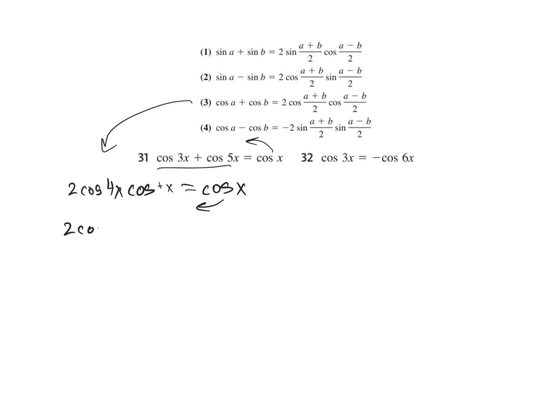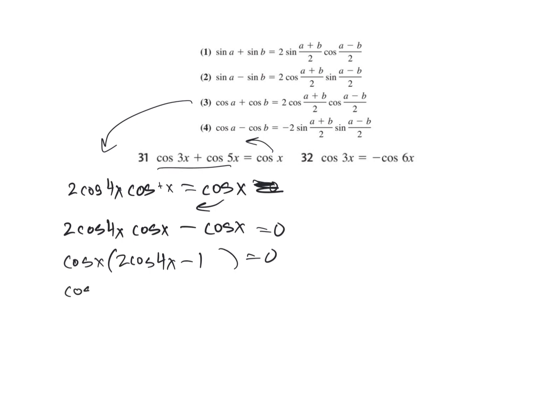So you get 2 cosine of 4x cosine of x minus cosine of x. We factor out a cosine of x, and we get 2 cosine of 4x minus 1. So either the cosine of x equals 0, or 2 cosine of 4x minus 1 equals 0. Where does the cosine of x equal 0? Cosine is 0 at pi over 2. So this is x equals pi over 2 plus pi n.